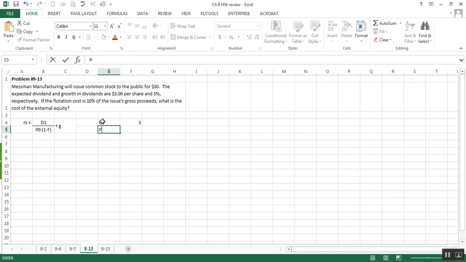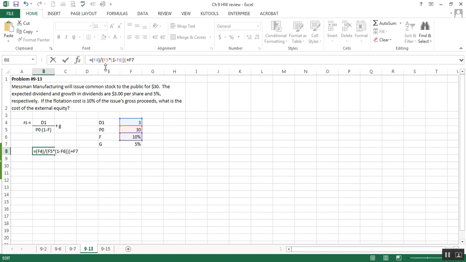The current price, P0, is $30. The flotation costs are 10%, and the growth rate is 5%. Therefore, our formula would be D1 divided by the price times 1 minus 10% plus the growth rate of 5%.